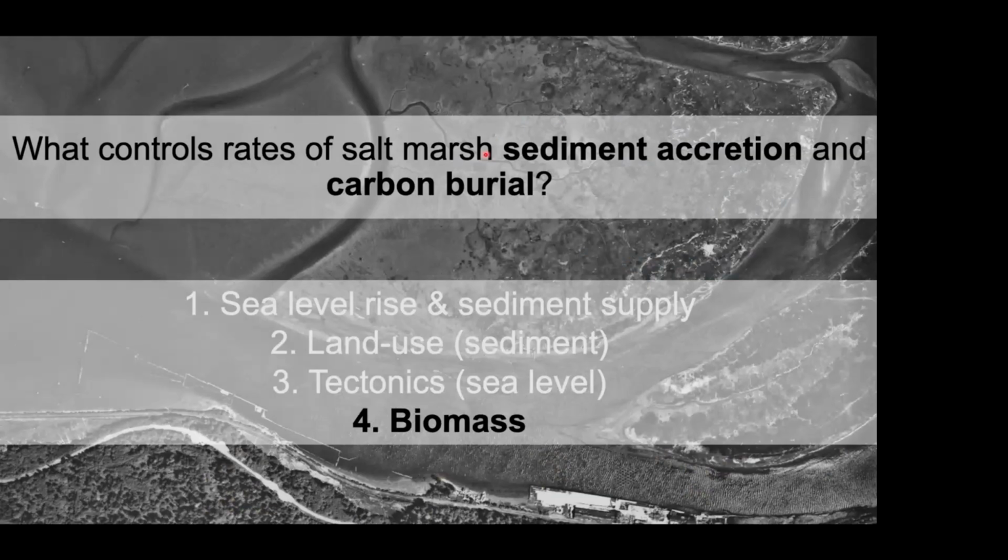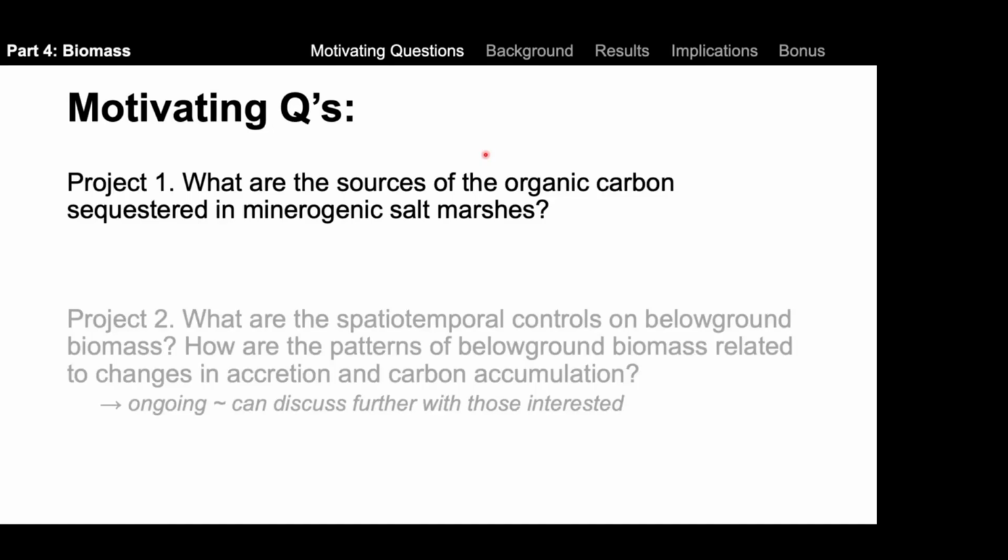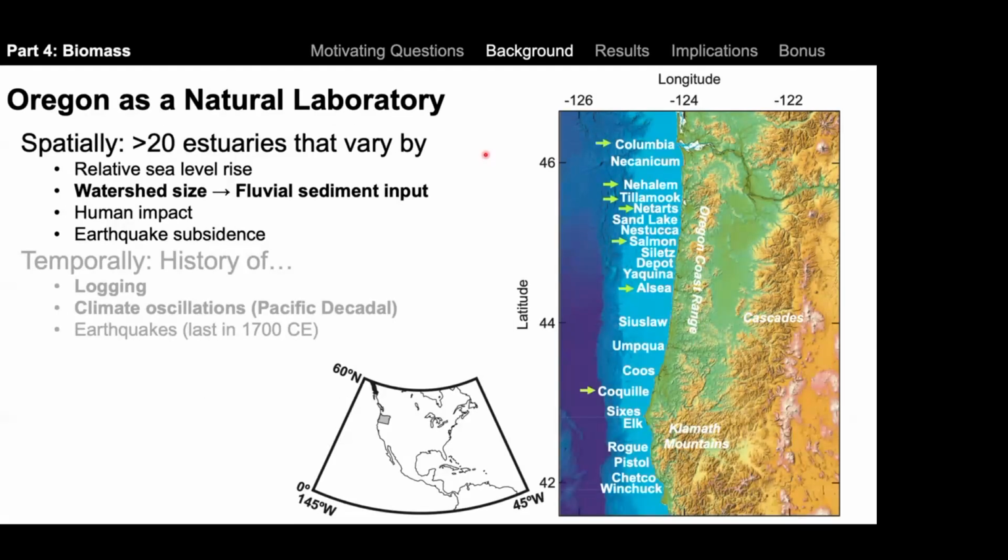Okay, lastly, what about biomass? And the question here is, what are the sources of organic carbon sequestered in Oregon salt marshes? And the hypothesis here, it's probably a pretty obvious one, is that salt marshes that have greater fluvial sediment supplies are probably going to bury organic matter from more terrestrial sources.